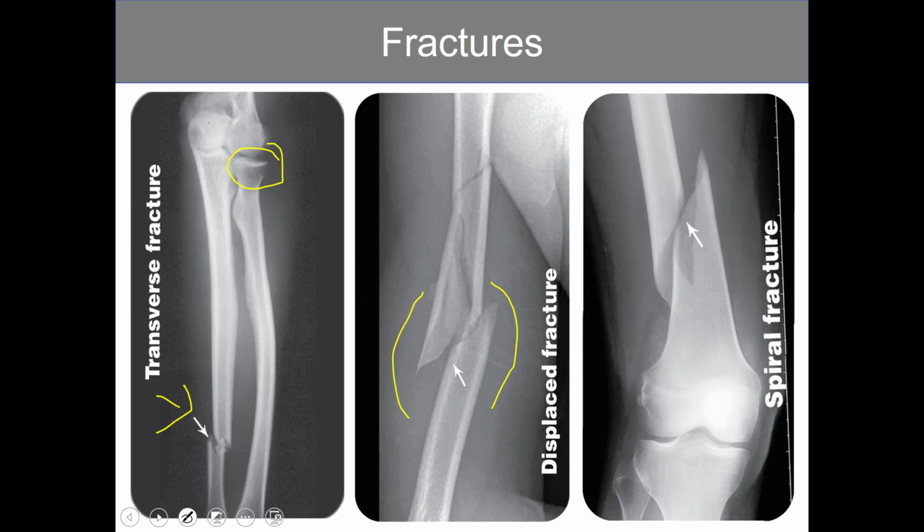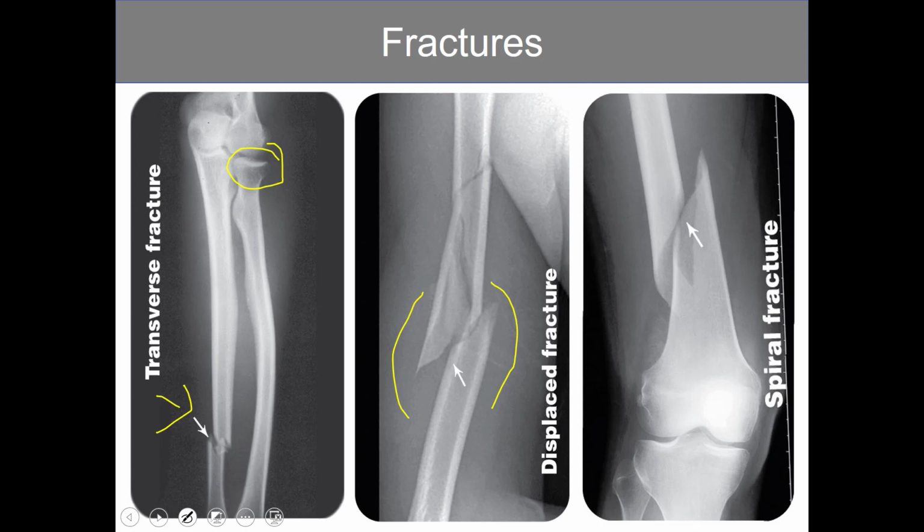This one's a little more difficult to identify. I do believe it's a humerus, though. In the third example, we have a spiral fracture. And in spiral fractures, you get a twisting stress that produces a spread along the length of the bone.